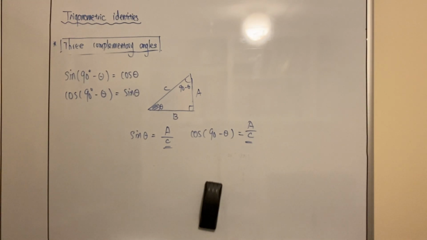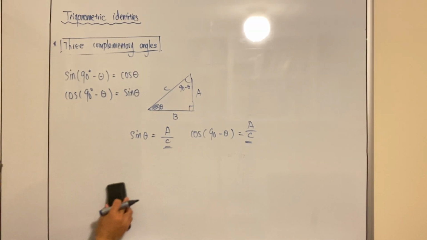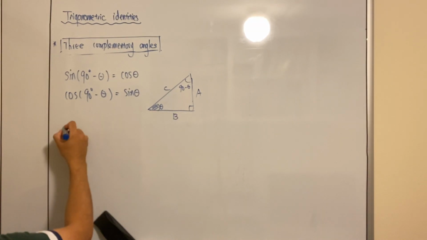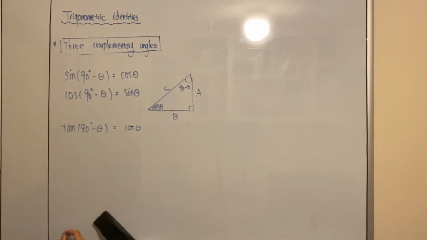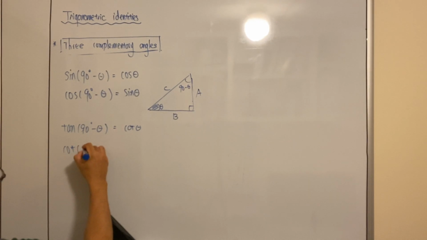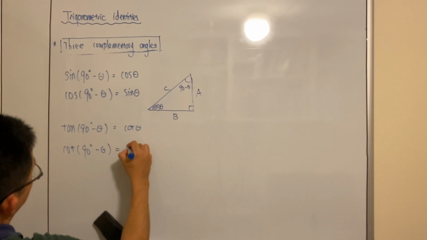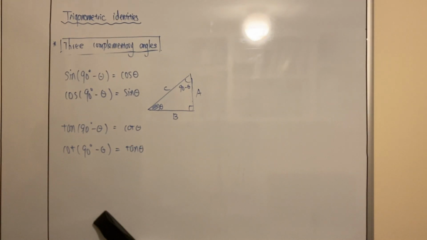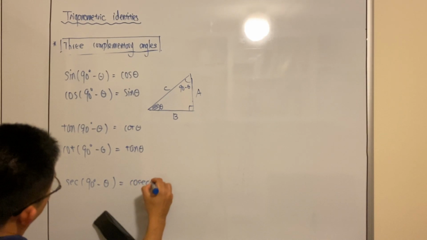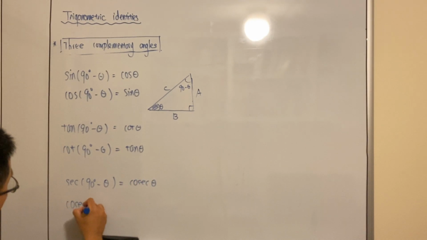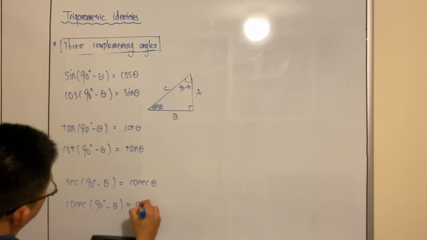And we do have another 2 pairs that you need to remember. Another pair is the tangent one. So tan 90 minus theta is equal to cotangent theta. And then cotangent 90 minus theta is equal to tan theta. And the last one is sec and cosec. Their relationship is also like complementary angles. So sec 90 degrees minus theta is equal to cosec theta. And then cosec 90 degrees minus theta is equal to sec theta.